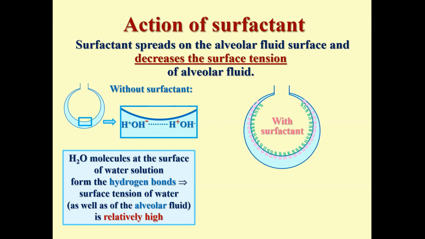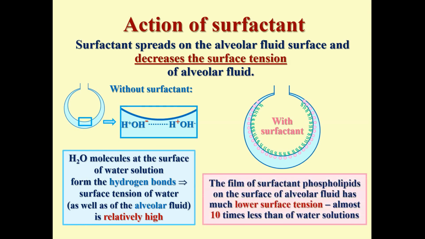But look, with surfactant, the surface tension of the fluid is now not the water surface tension, because so many molecules of surfactant are placed on the surface. Surface tension becomes much, much lower, practically 10 times less than in water solutions without surfactant. And this surfactant is produced constantly by alveolar cells type 2. But this is not the only function of surfactant, though it is one of the main ones: the general decrease of surface tension.